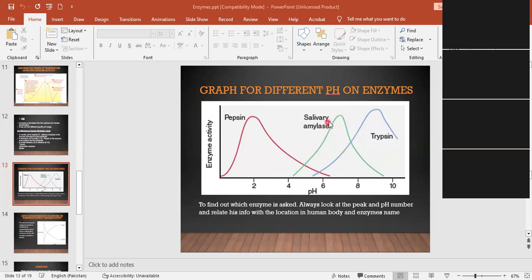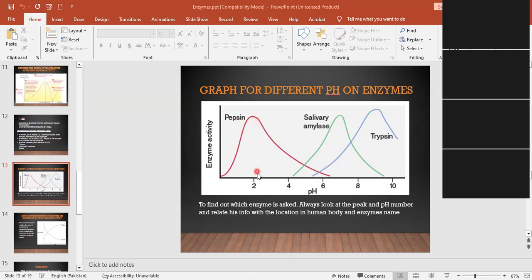ठीक है? If the graph is at 7, ये 7 पे देखो, इसकी पीक देखो यहाँ पे 7 पे. ठीक है? तो 7 पे कौन है? Salivary amylase. Where can you find it? In the mouth. What is the substrate of the salivary amylase? Starch. Then if it's at 9, can you see? The peak is at 9. 9 is alkaline. Who works in alkaline? Trypsin or lipase. Okay? Where are they located? In the small intestine.